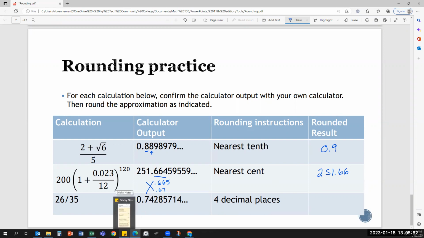0.742857, etc. to 4 decimal places. So we're keeping the first 4, and then we look at that next digit after, and it's a 5. So we're actually closer to the 9 than the 8 on that last digit. So this would be 0.7429. So that's rounding.